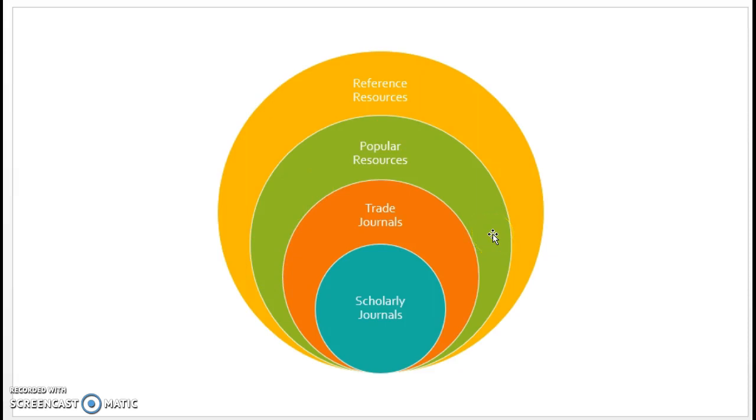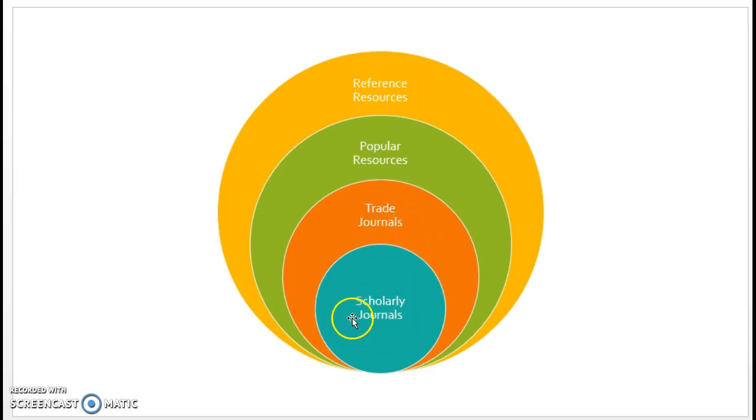Trade journals, which you didn't have an example of in this assignment, are written for yet even more narrow audience, usually professionals working within a particular field. But they're digging a little bit more deeply into the topic area, writing about subjects, ideas, concepts, tools, technologies that really only people who have started to develop some specialized knowledge will understand or care about.